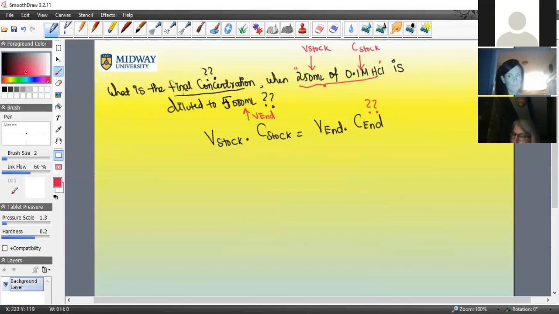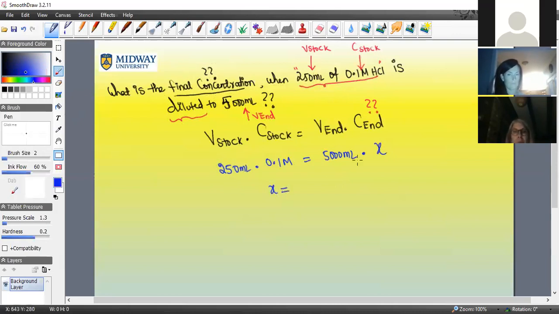Whenever you're asked to find final concentration, again the word dilute comes. There is a certain way a chemistry question has to be written. No matter how hard or easy it is, it has to follow a certain format. Whenever you want concentration, you do not have to do anything more than simply put everything in place. 250 mils times 0.1 molar equals V end, 5,000 mils. No need to convert, nothing. Just straight plug-in-and-chug algebra. Solve for x, and that's your answer.